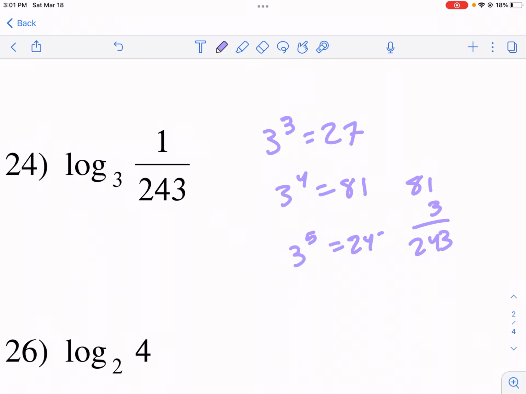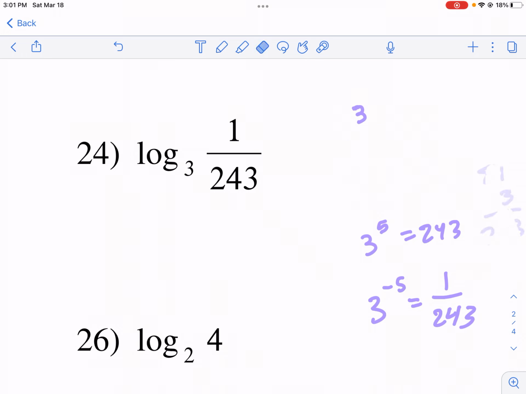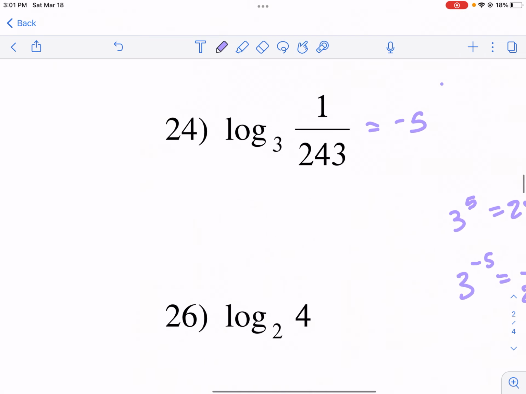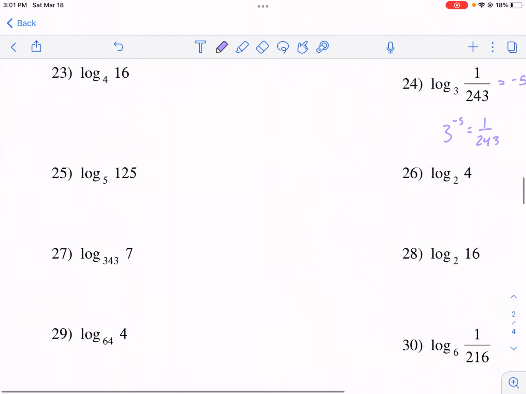We get 243. Now, because it's in the denominator, that really means it's a negative exponent. If I had 3 to the negative fifth power, that equals 1 over 243. It's important to understand the powers of 3, and then when you see it in the denominator, you know it's going to be a negative exponent. So this one is actually equal to negative 5. There's a lot of work for just a simple answer, but it's important. So negative 5 is that, and that just means 3 to the negative fifth power equals 1 over 243. Okay, let's keep going. A couple more.